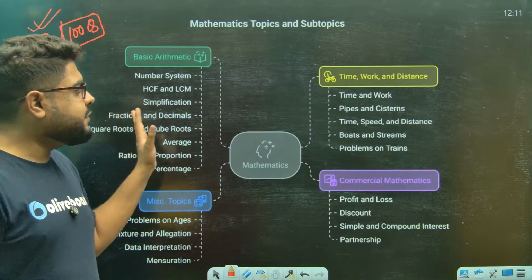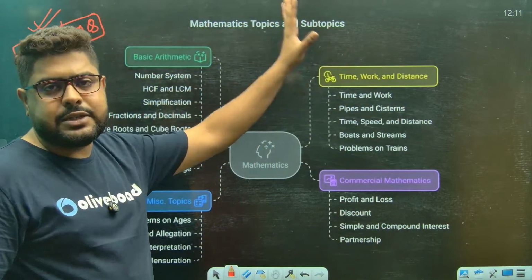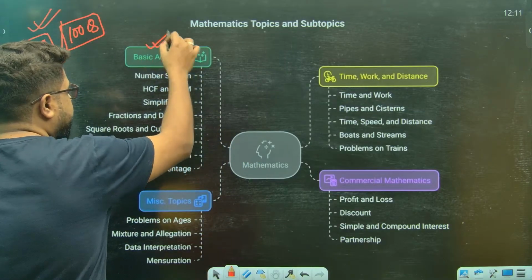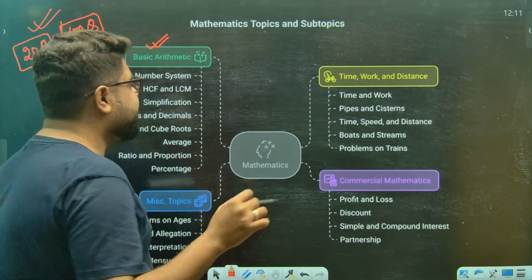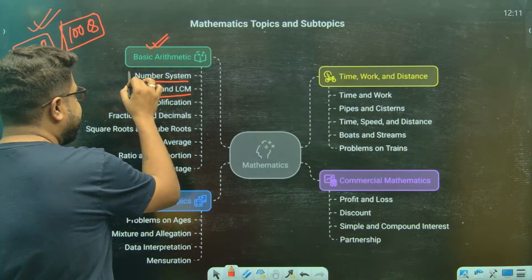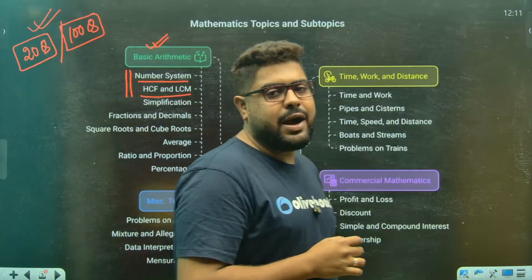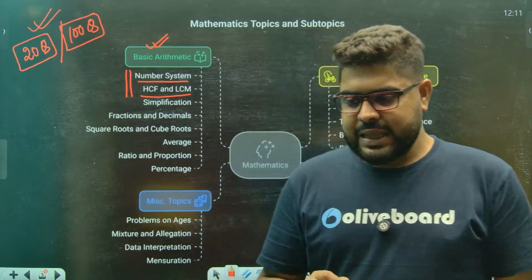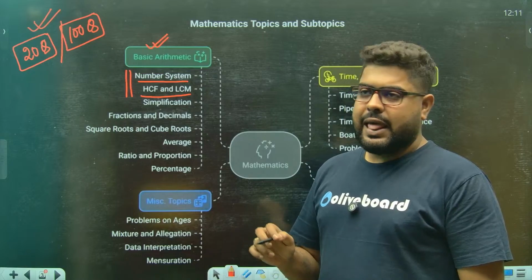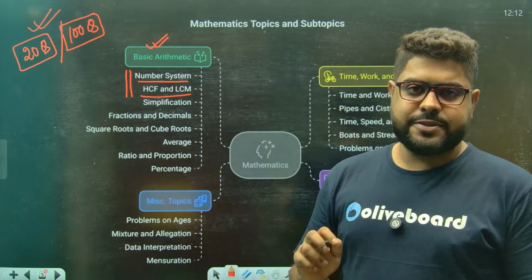Now, if you classify all the chapters, I will start with basic arithmetic. First things first, it will be number system along with your HCF and LCM. These two chapters are part of your number system, and this is where we will also start our course.